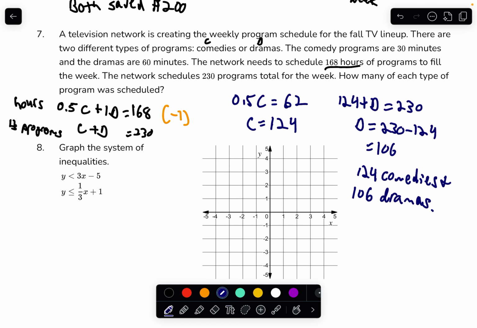Now, 8 is solving a system of linear inequalities. You basically graph a line and shade. So we're going to graph the boundary line of the top inequality. I'm just going to imagine that as y equals 3x minus 5. So 3x minus 5 means it has a y-intercept of negative 5. It goes up 3 to the right 1, up 3 to the right 1, up 3 to the right 1.